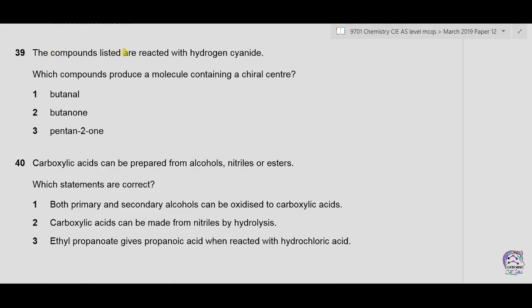Question 39. The compounds listed are reacted with hydrogen cyanide. Which compounds produce a molecule containing a chiral center? Hydrogen cyanide is HCN, and chiral center is something that has 4 different elements or groups attached. Let's move towards the options.